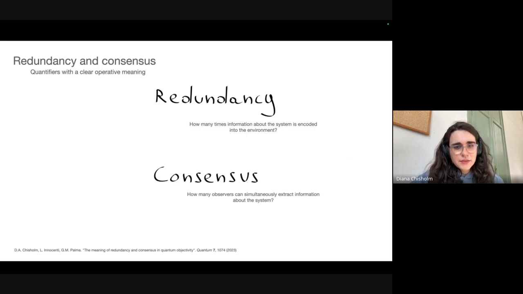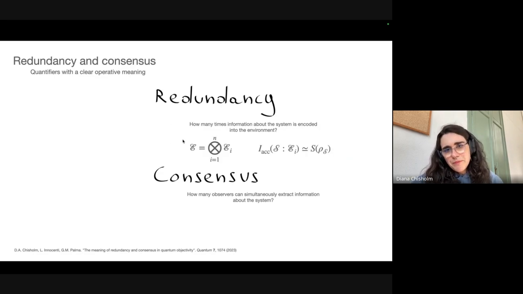And then we have consensus, which answers the question of how many observers can simultaneously extract information about the system. Okay. Now, these two questions may look extremely similar. And as a matter of fact, there are many different cases where redundancy and consensus are exactly the same, because how many times you encode information into the environment is also how many times you can extract it. However, we will see later that there are some cases where this is not true. And so you do have a numerical difference between redundancy and consensus.